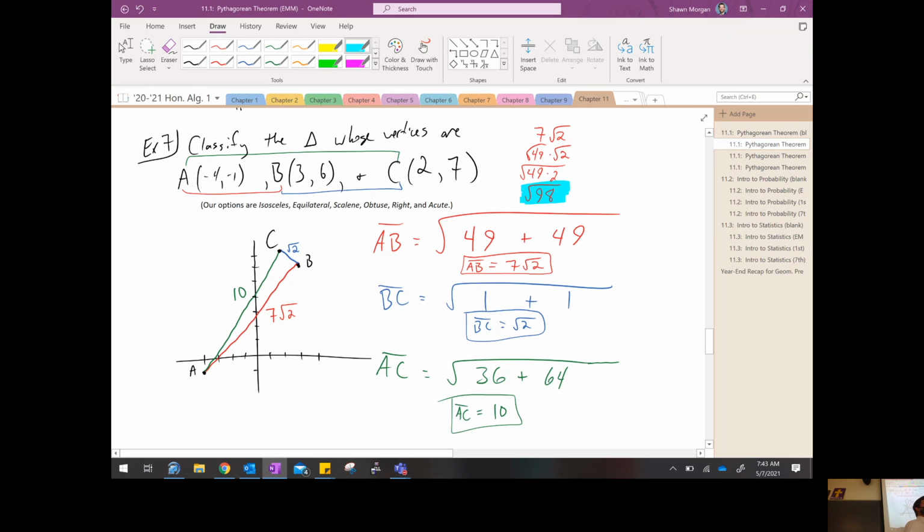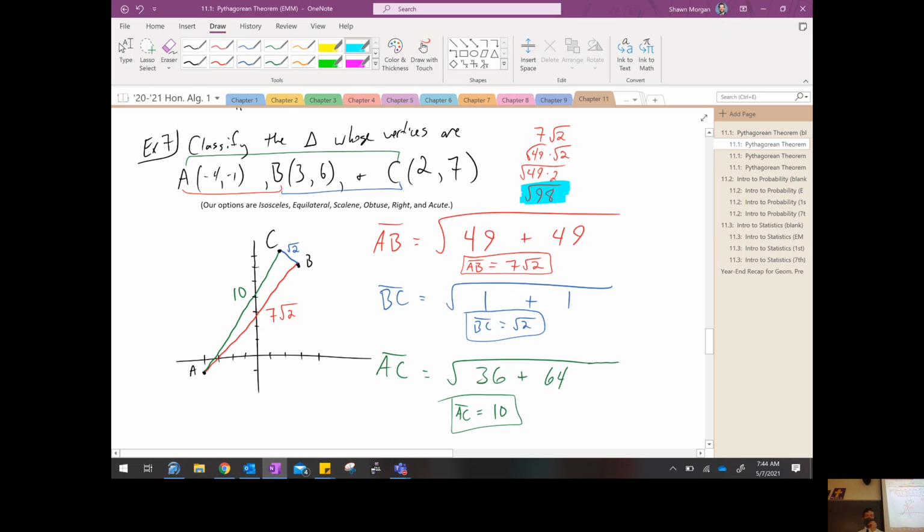Okay. The square root of 98 is real close to the square root of 100, is it not? It's just a little bit shy. It's not quite there. What is the square root of 100? 10. So the square root of 98 we might approximate as like 9.9, right? It's an irrational number. 7 square root of 2 is real close to 10, but it's just a little bit shorter. It's a little bit shorter, okay?